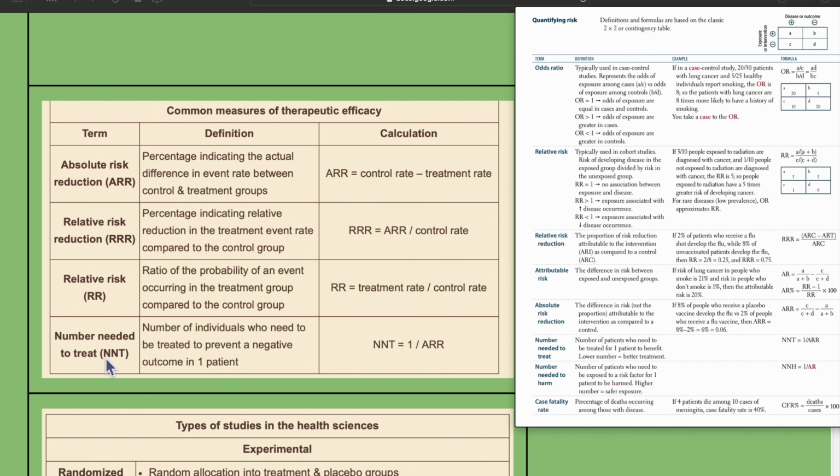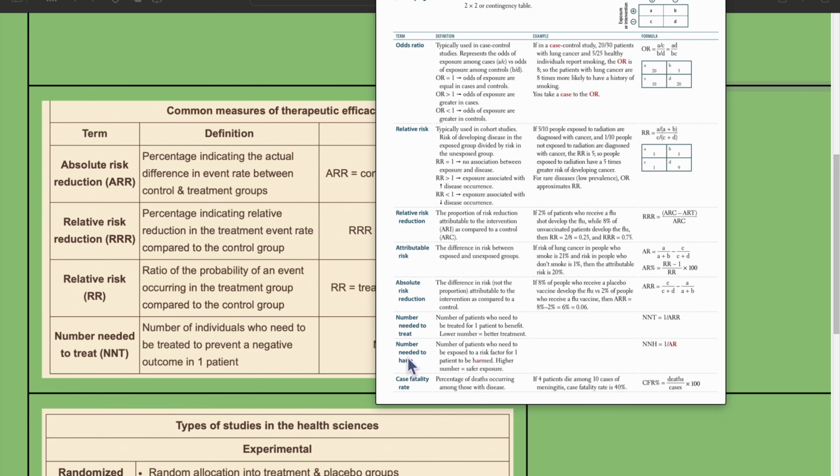Number needed to treat. Okay, before that, let's do number needed to harm. Number needed to harm is 1 over AR, AR from harm, right? It's given over there as well.